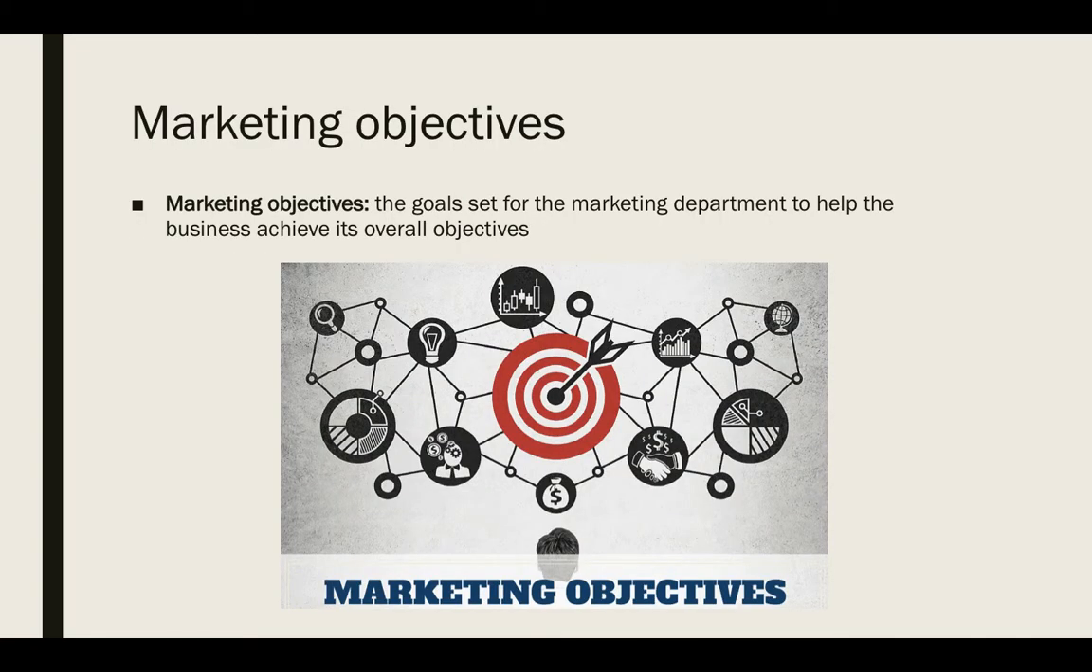Okay. Now, let's talk about marketing objectives here. Marketing objectives, remember we talked about company, organizational objectives. It's something similar to that, okay? Now, marketing objectives are the goals set for the marketing department to help the business achieve its overall objectives. And I'm sure you remember the organizational objectives. We talked about them a lot: how to make a goal, how to make a SMART goal, corporate objectives, departmental objectives. This type of objective is a departmental objective, okay?